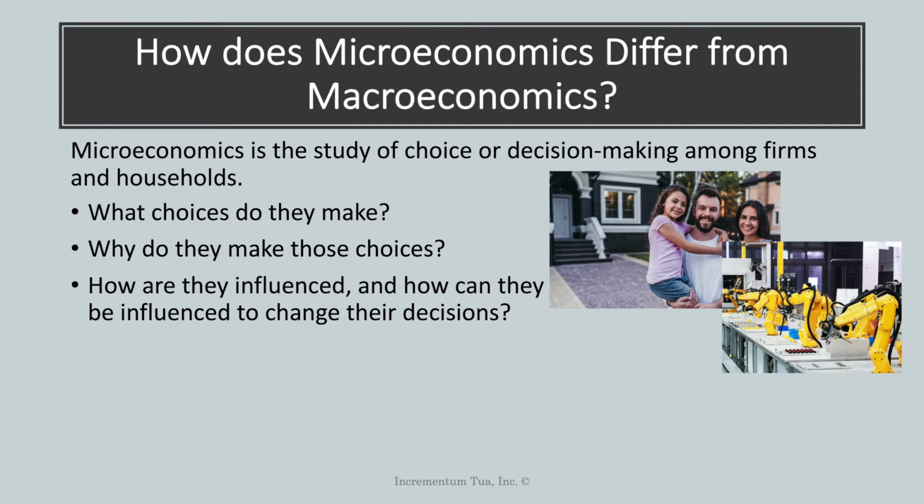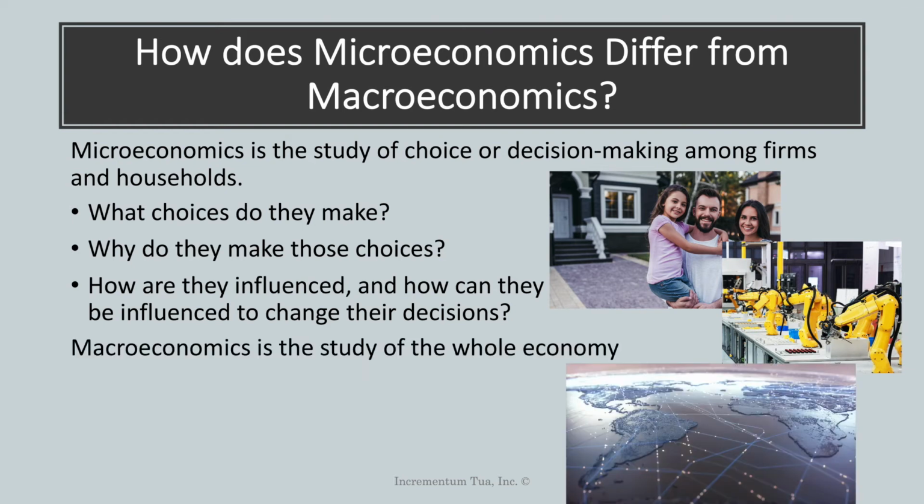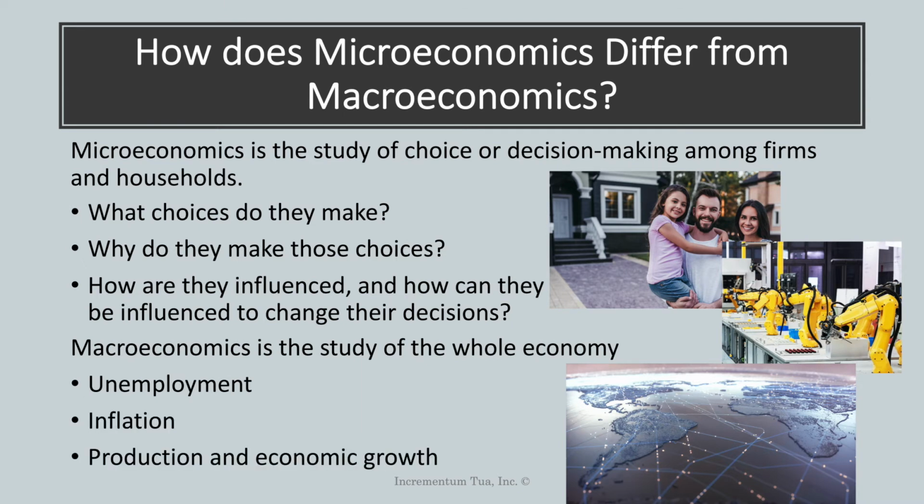So while with microeconomics, we're looking at the decision-making for individuals, households, and firms, with macroeconomics, we're studying the whole economy. So here we're looking at things like unemployment, we're looking at things like inflation, we're looking at things like GDP or gross domestic product, as well as GNP, gross national product, and we're looking for economic growth. So we're looking at policies that potentially reduce unemployment and reduce inflation while increasing production and economic growth.